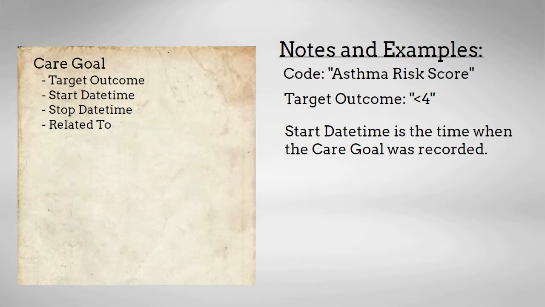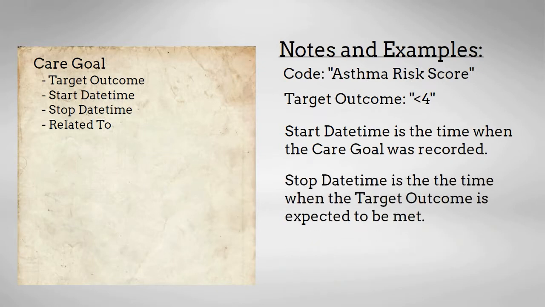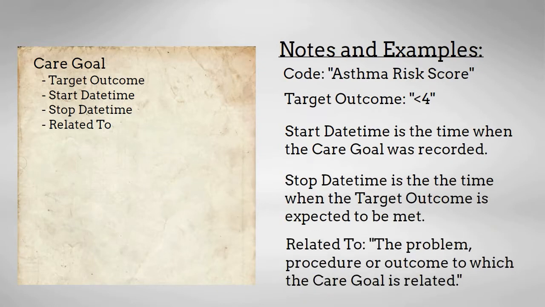the goal was recorded, when the goal was expected to be met, and any other record to which the goal was related. For example, the care goal might be asthma risk score, and the target outcome might be less than 4, indicating that at the target date, an assessment of the asthma risk score should be made and the value should be less than 4.